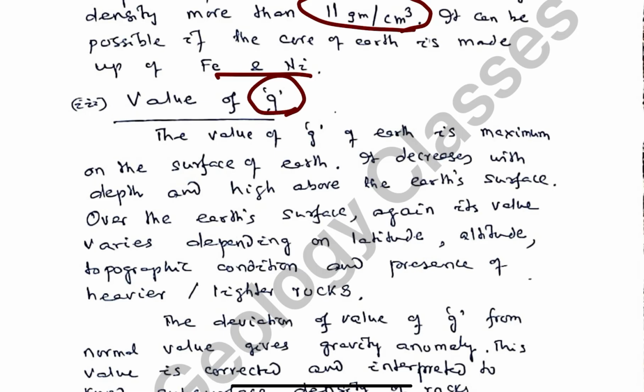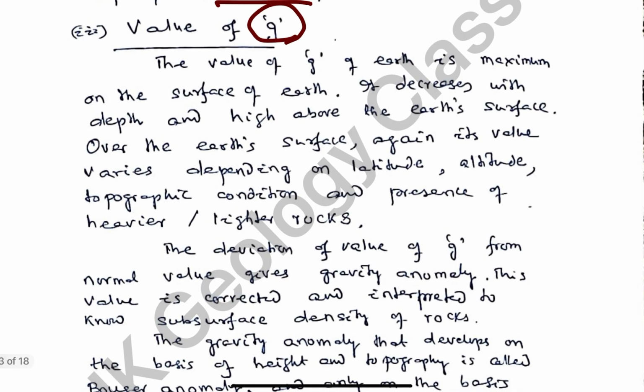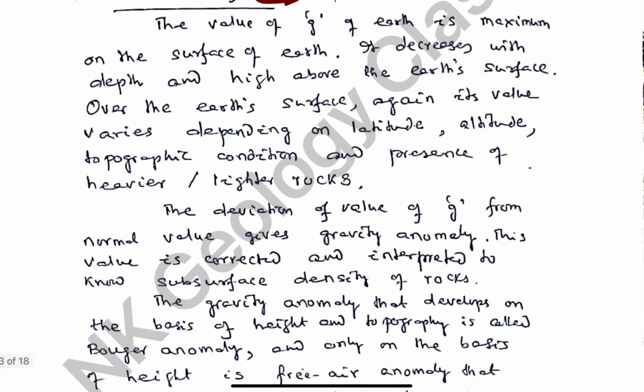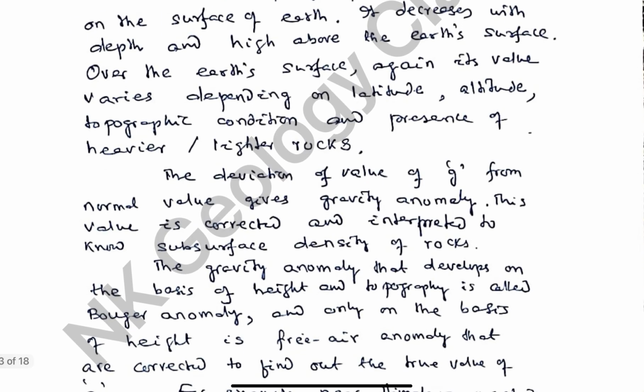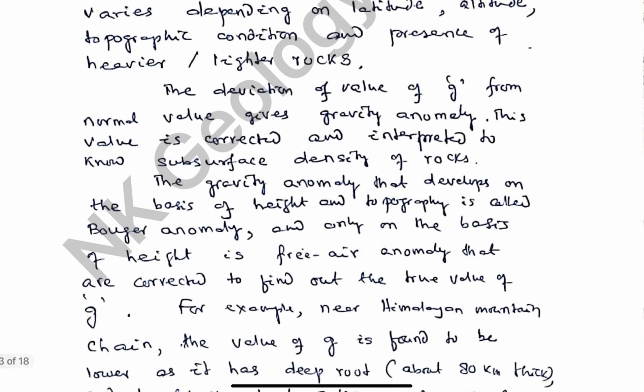G, the gravitational value of earth, is found to change from point to point on the earth's surface. It is maximum in the poles and to some extent low in the equator, because it is related to the earth's radius. Equatorial radius is more than that of the polar radius. And besides that, the presence of heavy rocks at the subsurface and light rocks at the surface or subsurface controls the value of G. And deviation in the value of G on the surface of the earth is interpreted in terms of gravity anomaly.